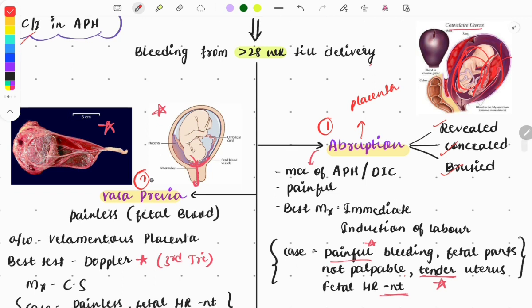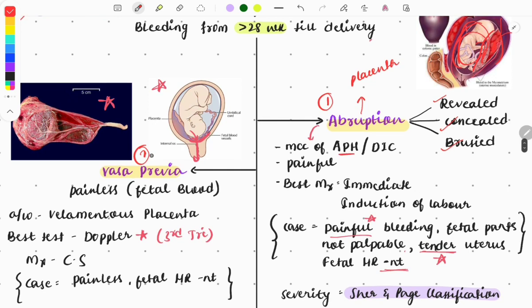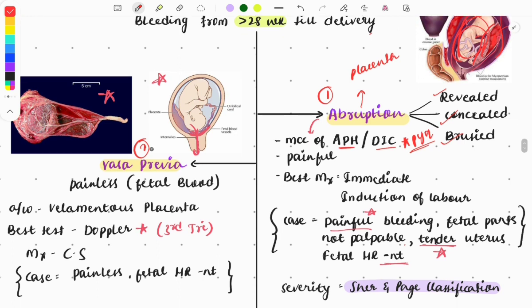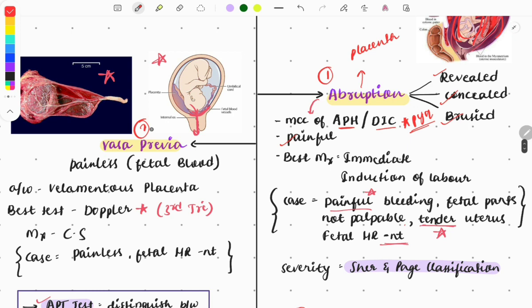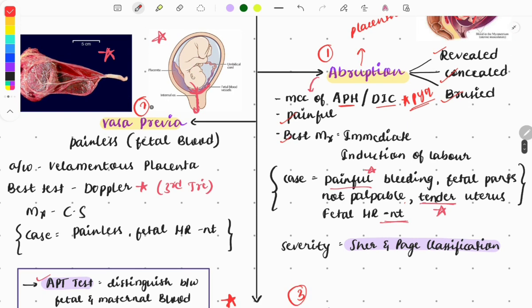Then abruption is the most common cause of antepartum hemorrhage, and also the most common cause of DIC, disseminated intravascular coagulation. This is a PYQ. A simple one-liner was asked: which of the following is the most common cause for DIC. Then this condition is painful, and the best management is immediate induction of labor.